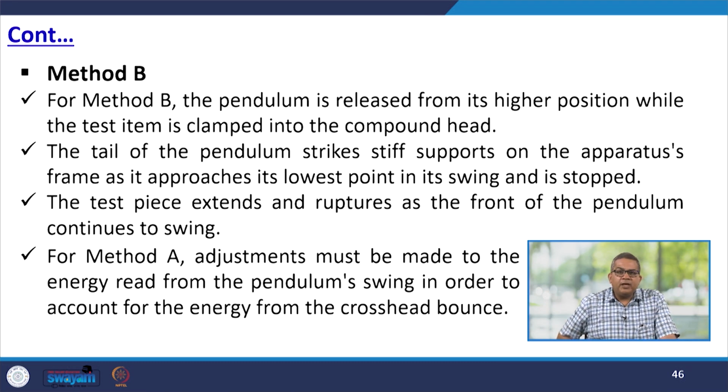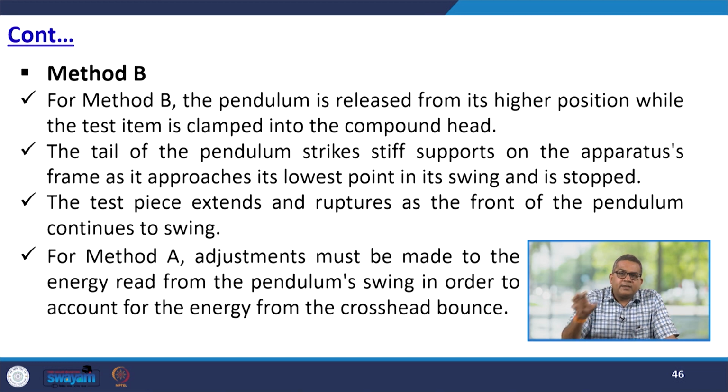For method B, the pendulum is released from the higher position while the test item is clamped into the compound head. The tail of the pendulum strikes a stiff support on the apparatus frame as it approaches its lowest point in its swing and is stopped. The test piece extends and ruptures as the front of the pendulum continues to swing.